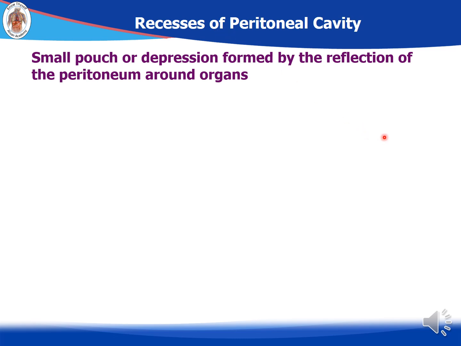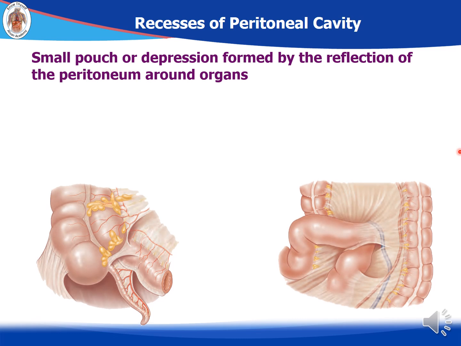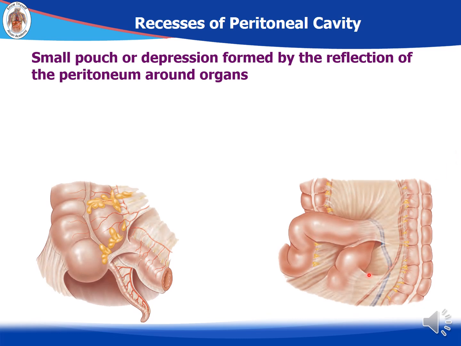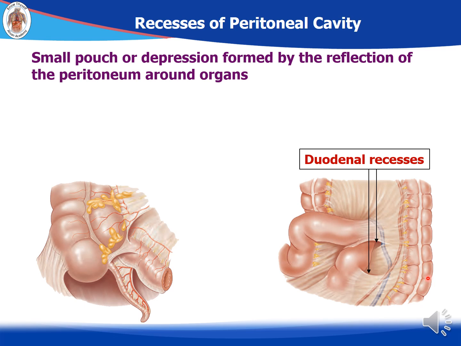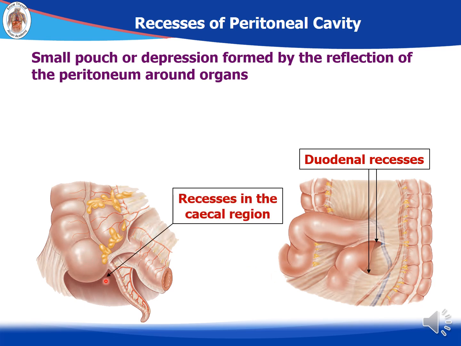Recesses are small spaces. They are pouch-like, pocket-like depressed areas, formed because the peritoneum is folded around the organs. Let me give some important examples. You see, this is the duodenum, and the duodenum has two pockets here. This is the duodenal recess. This one is the cecum, and behind the cecum there is one trapped area. This is the recess in the cecal region.